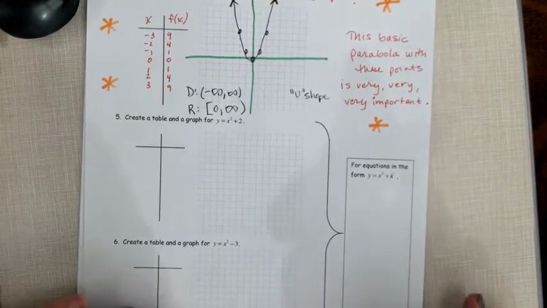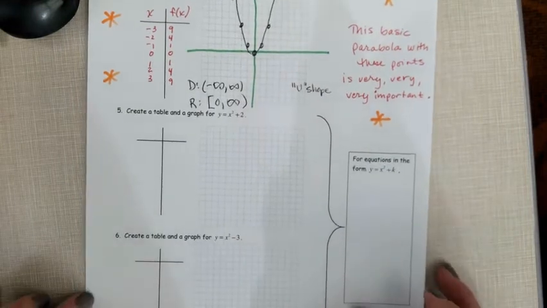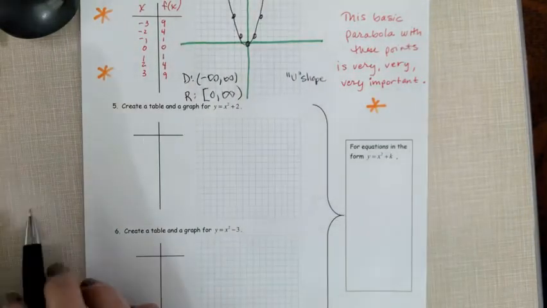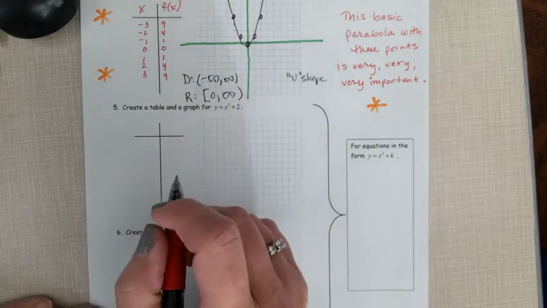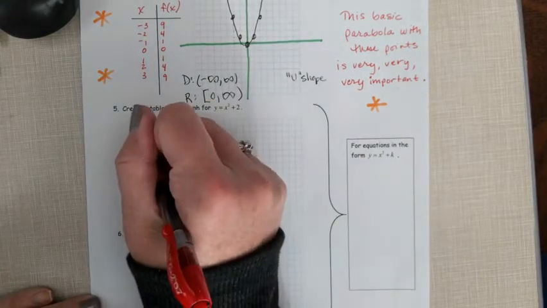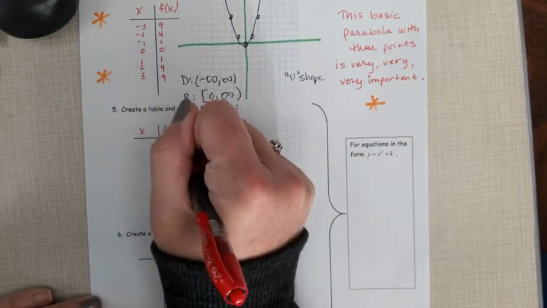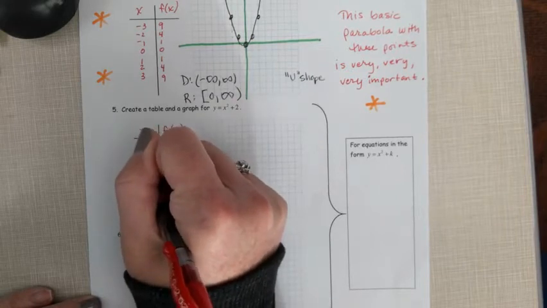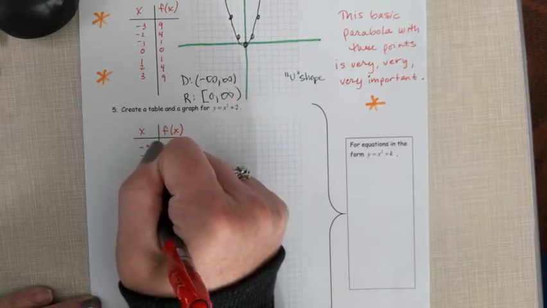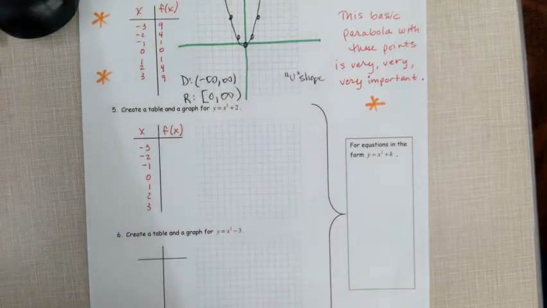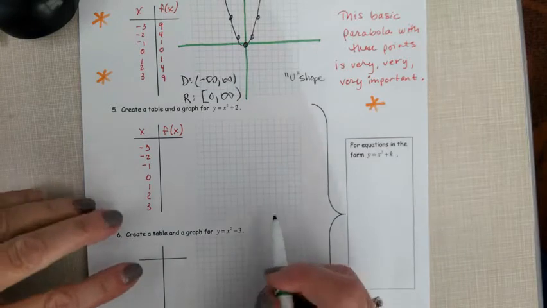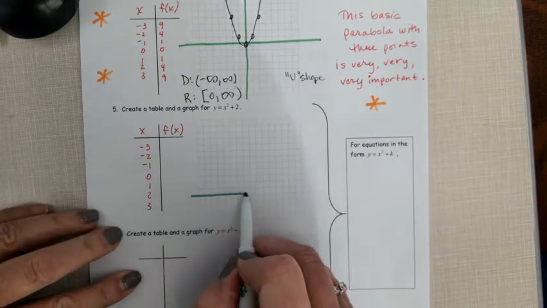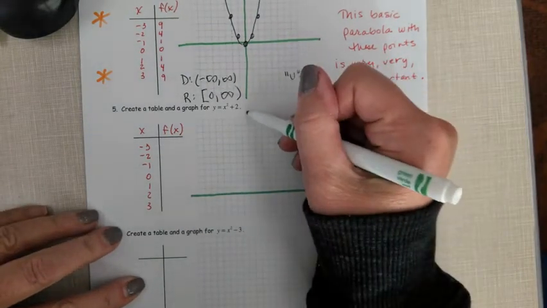Okay. Create a table and a graph for y equals x squared plus 2. So we are going to, you could put this on the calculator, but what I want you to think about is the same input values. And now I'm going to make my ruler a little bit shorter so I don't go off the grid again.